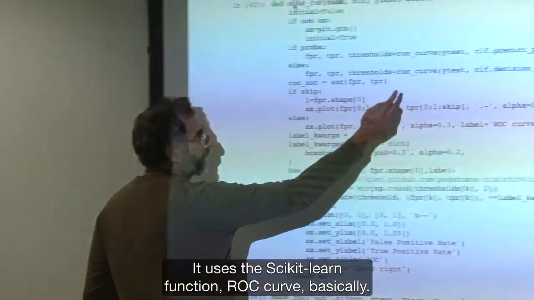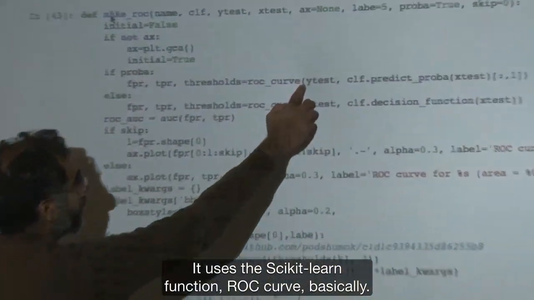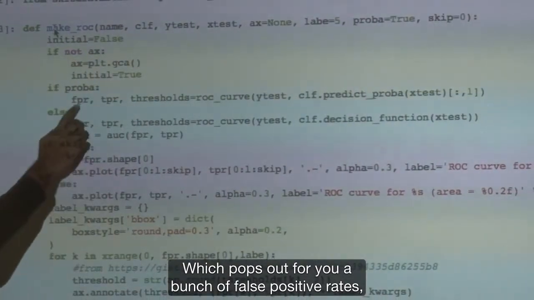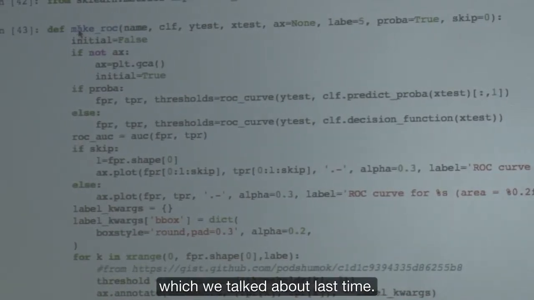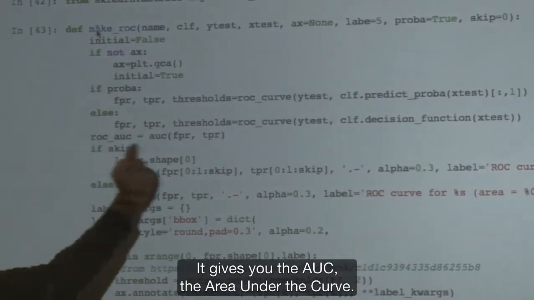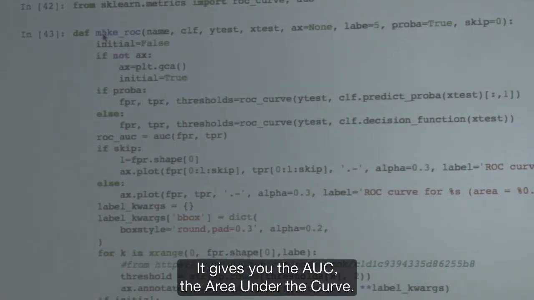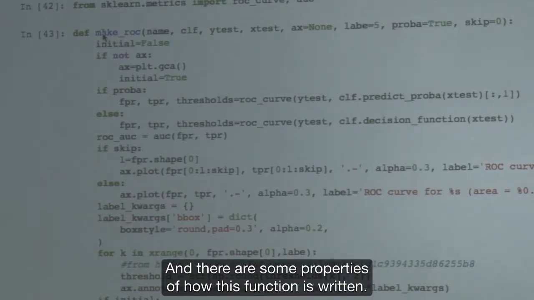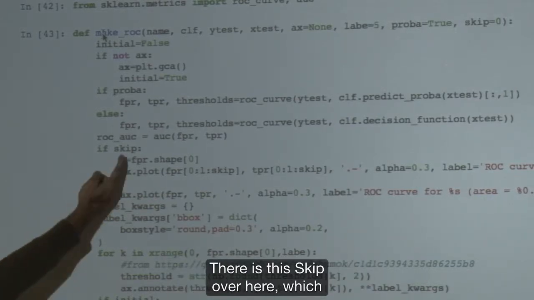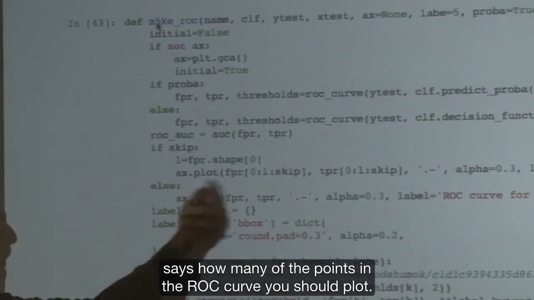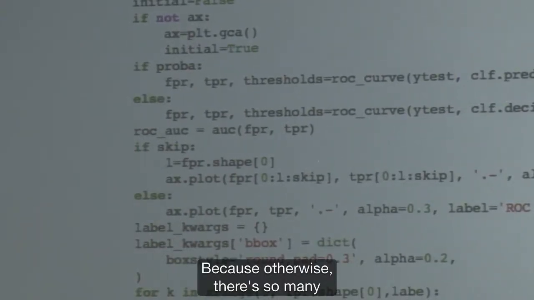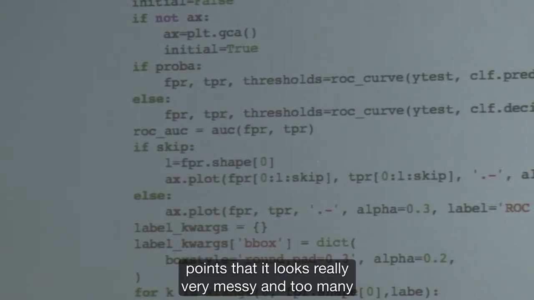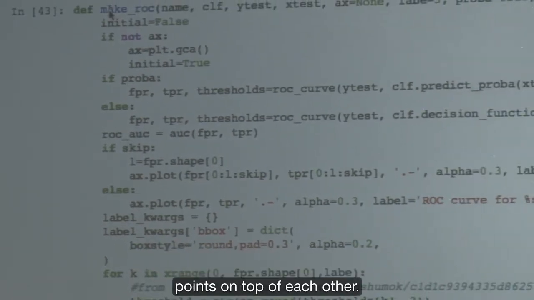It uses the scikit-learn function roc_curve, basically, which pops out for you a bunch of false positive rates, true positive rates, and thresholds based on how an ROC curve is formed, which we talked about last time. It gives you the AUC, the area under the curve. And basically, it plots, and there are some properties of how this function is written. There is this skip over here, which says how many of the points in the ROC curve you should plot, and I did that because otherwise there are so many points that it looks really messy, with too many points on top of each other.